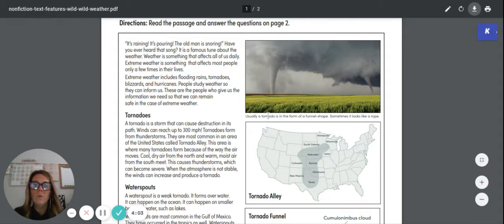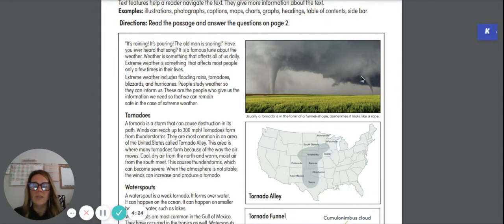Do you remember? What tells me or explains what the picture is about? A caption, okay? So the caption says, usually a tornado is in the form of a funnel shape. Sometimes it looks like a rope, okay?